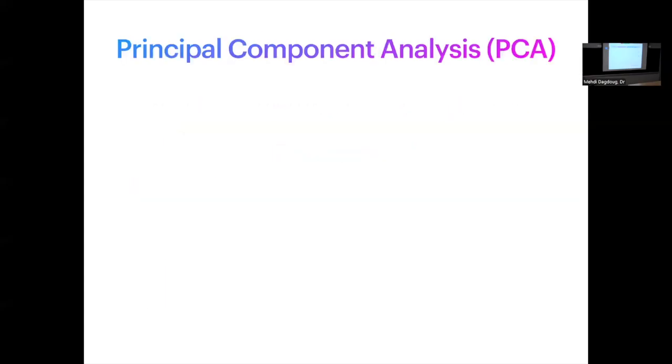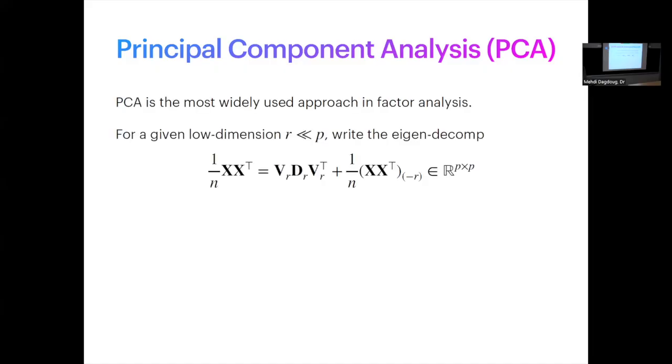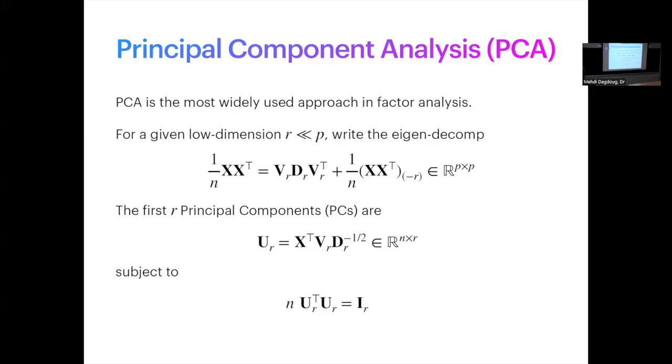Okay, so what is the most common procedure for factor analysis? It is the most well-known procedure called principal component analysis, which is widely used in factor analysis. I would give some mathematical notation to bring up the target that we're interested in here. For PCA, we are given a low dimension R, which is typically much smaller than P. This is the number of latent factors we are trying to understand. If we write the XX transpose matrix as P by P and do an eigen decomposition, PCA corresponds to using its first R principal components, by using its first R eigenvectors as well as its eigenvalues.